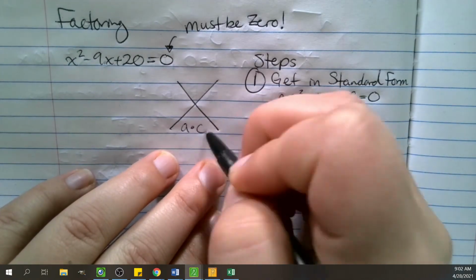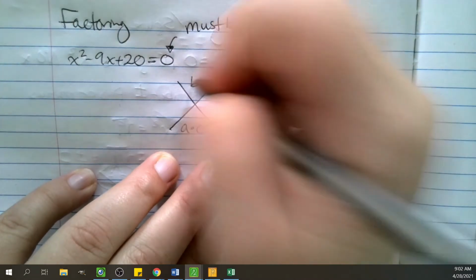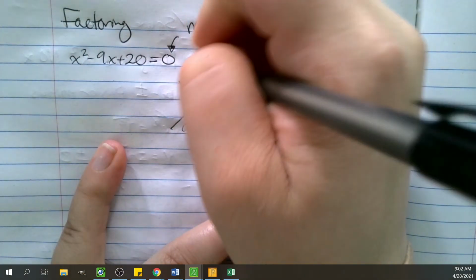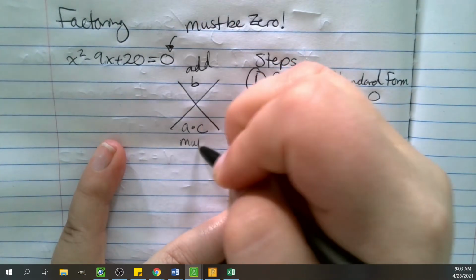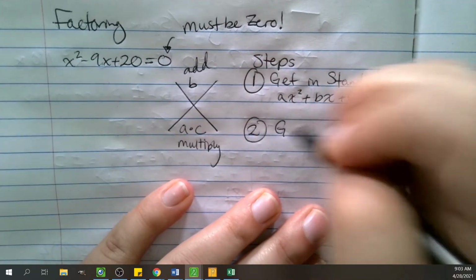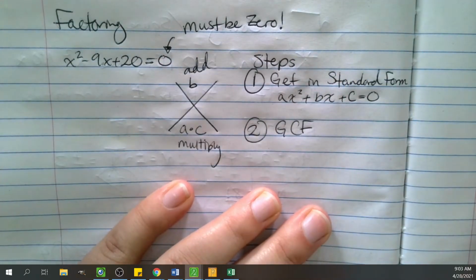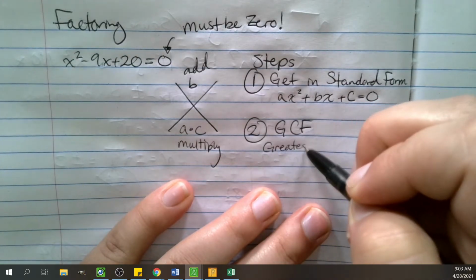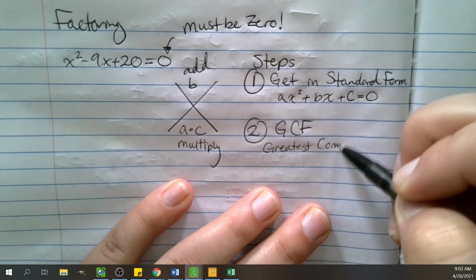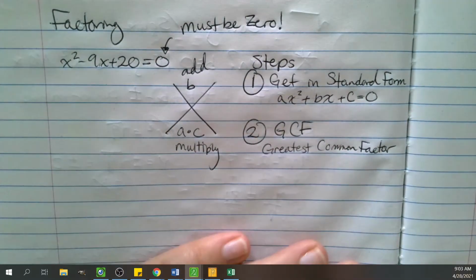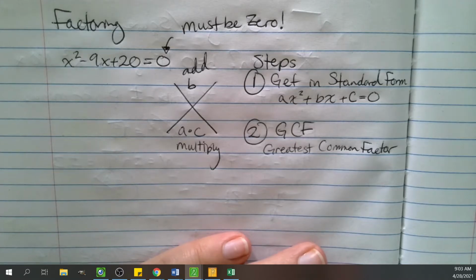A times C goes down here. B goes up here. Every single time. You're going to add to this. You're going to multiply to this. Step 2 is always GCF. What does GCF mean? Good. Greatest common factor.